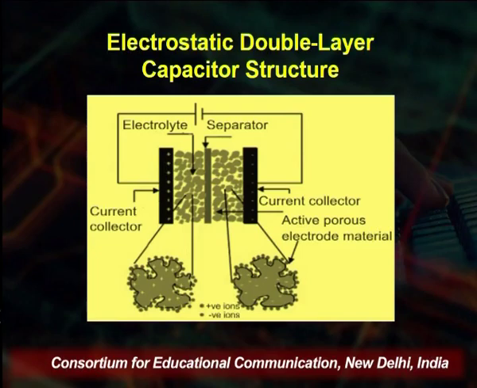You see here, left hand side you have the current collector, right hand side current collector, and we have the active porous electrode material. By using that, this material has been developed. So, the electrolyte separator, this is the separator. You see on the screen there is a middle line showing the separator, and that is connected with the battery. So, this is the electrostatic double layer capacitor structure.